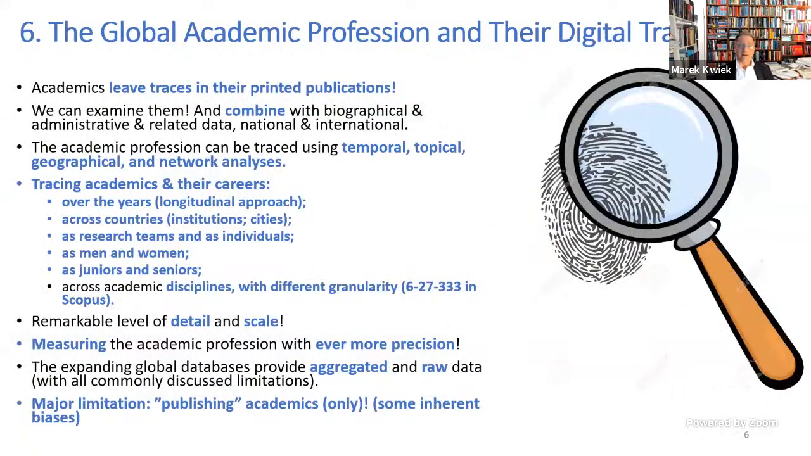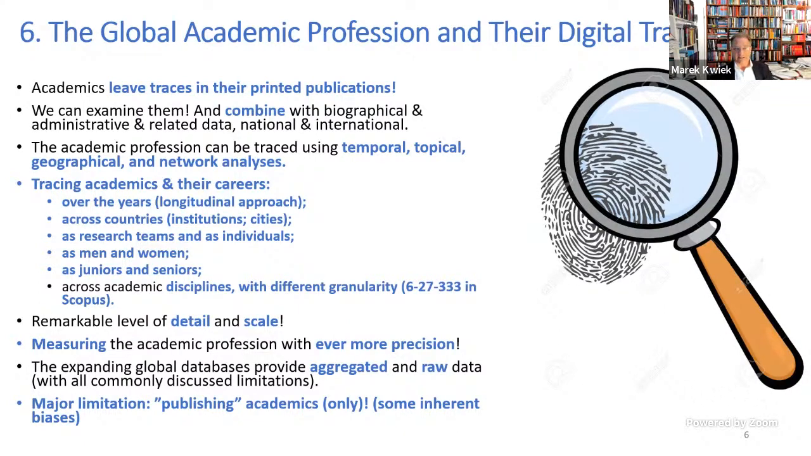So how am I looking at the academic profession at the moment? I'm looking at the profession through digital traces. We academics leave traces in our publications and we can examine them. We can combine these traces with biographical traces, administrative traces, and various data sets, both national and international. We trace using various analyses: temporal, topical, geographical, network analysis, all types of analysis. We can trace academics and their careers, that is basically us, over the years or across institutions, and, enormously important for me, as men and women.